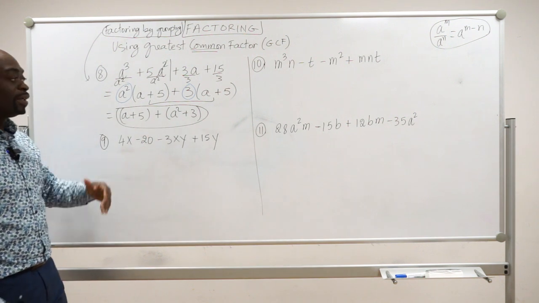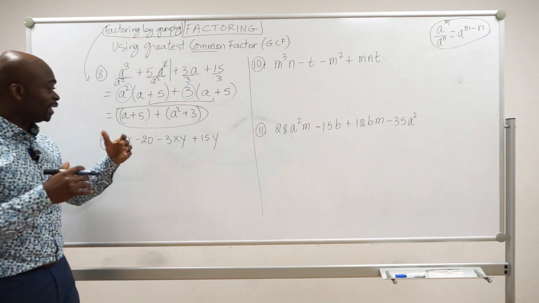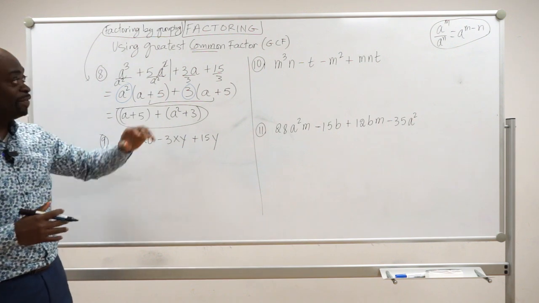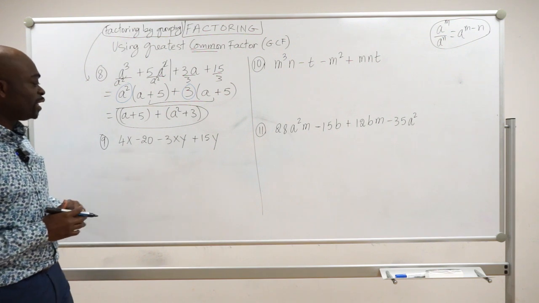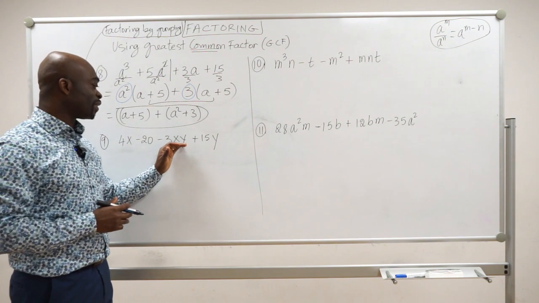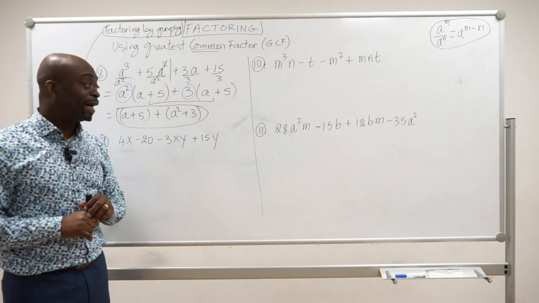Now, this is the leading factor for everything that we're going to be doing. So now number 9: 4x squared minus 20 minus 3xy plus 15y.